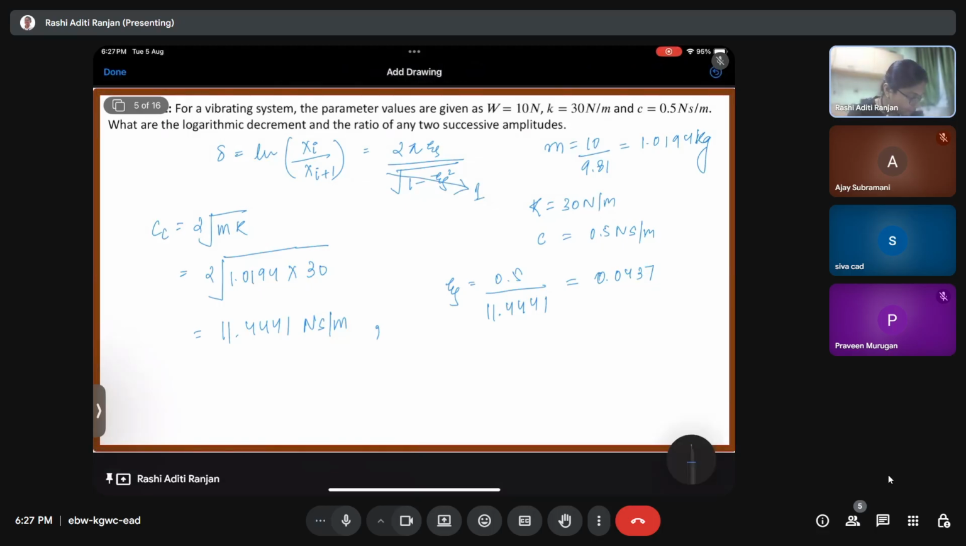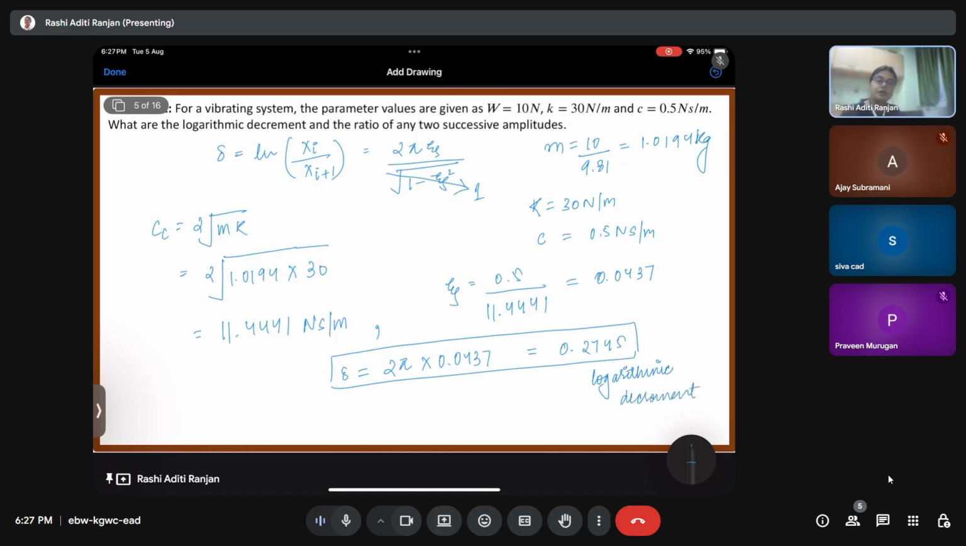So delta is going to be 2π into 0.0437. This will turn out to be 0.2745. This is your value of logarithmic decrement.